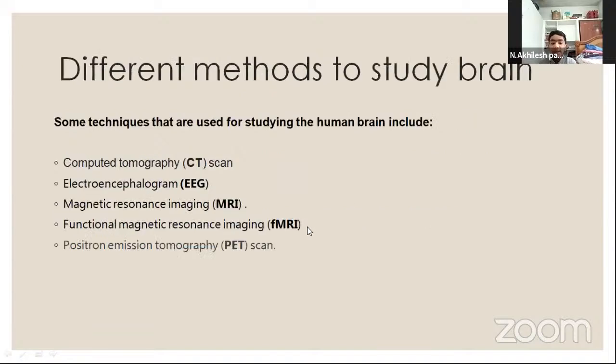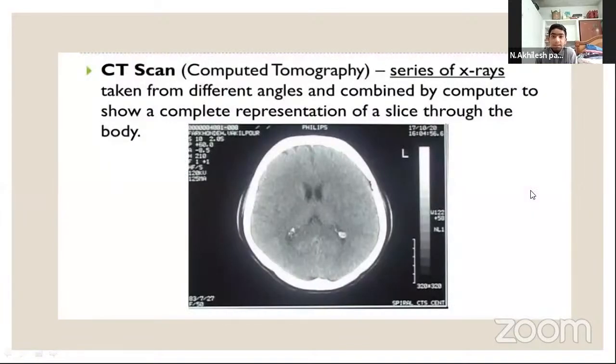Different methods to study the brain. Some techniques used for studying the human brain include computed tomography, CT scan; electroencephalogram, EEG scan; magnetic resonance imaging, MRI; functional magnetic resonance imaging, fMRI; and positron emission tomography, PET scan. Next, CT scan, computed tomography: a series of X-rays taken from different angles and combined by a computer to show a complete representation of a slice through the body.